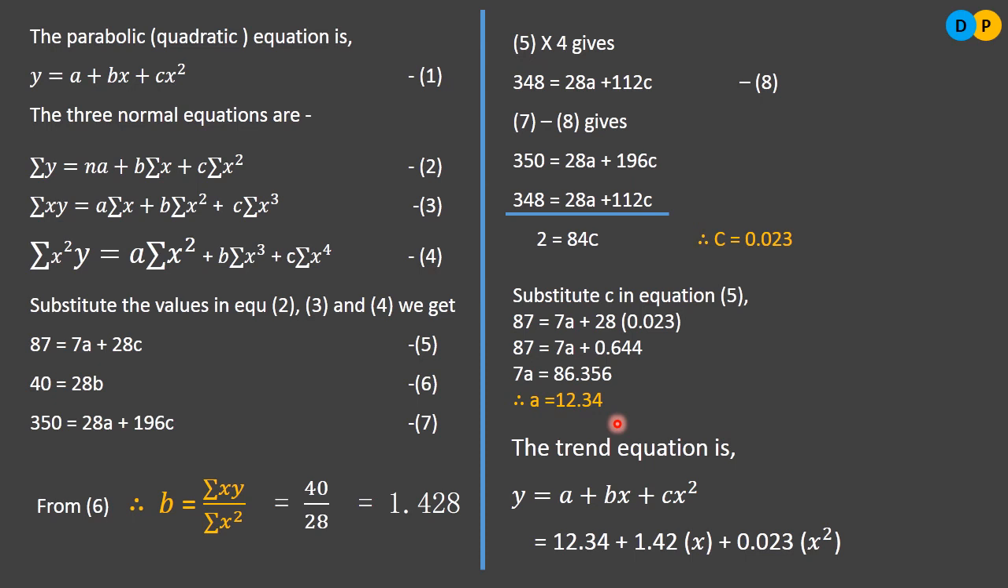Now we can substitute these constant values into the trend equation. What is the trend equation? The quadratic trend equation is y is equal to a plus bx plus cx square. By substituting the values of the constants, we will be getting this final equation. In our problem, they haven't asked us to estimate for a particular period, they have just asked us to fit the trend equation. So here we will be completing this particular problem.